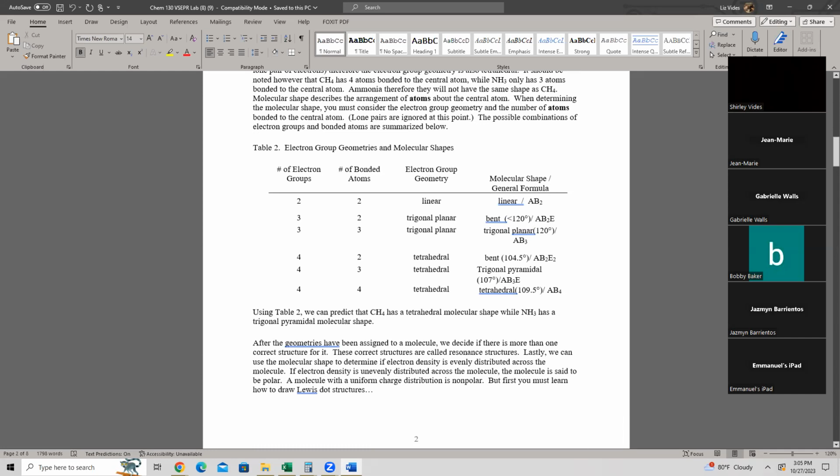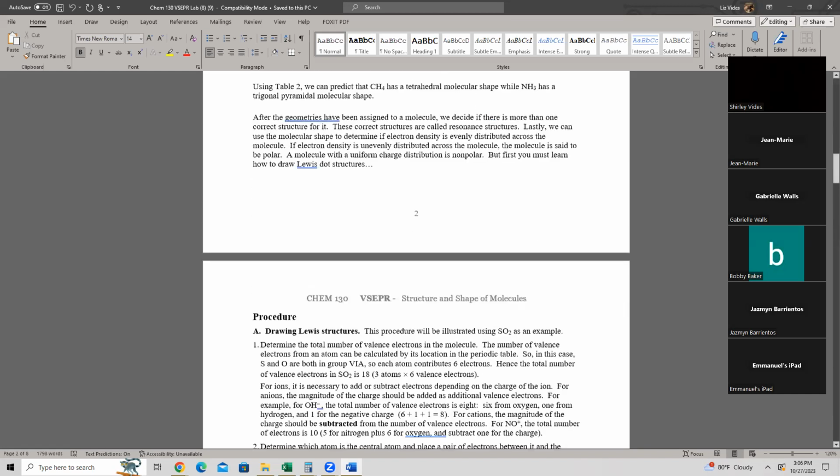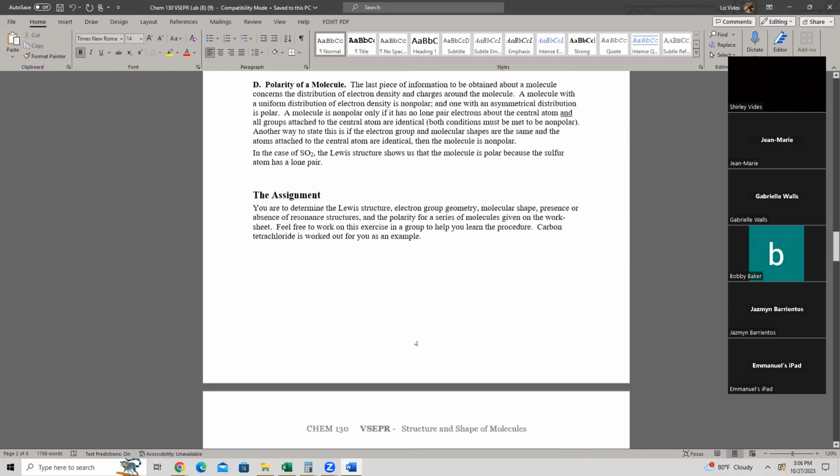Okay. We're going to do the electron group geometry and molecular shape. We're going to learn about it from this table right here. So make sure you have it handy, take a picture of it, whatever, so we can refer back to it. Okay. All right. That's where we're going to stop with this one. So let's start at the very beginning.